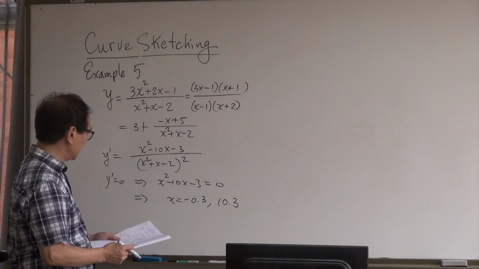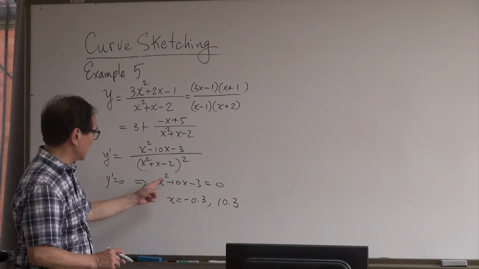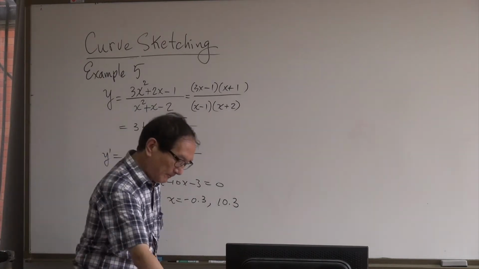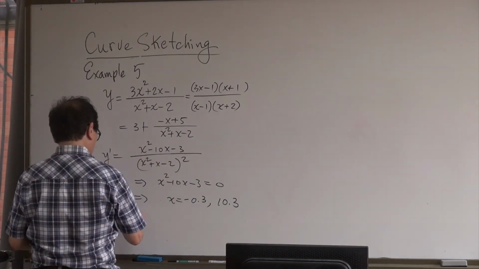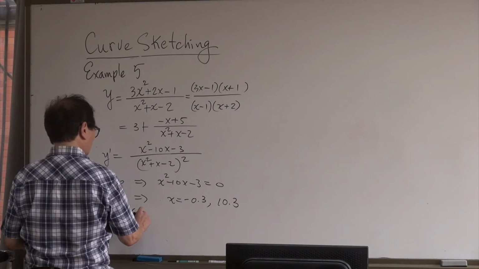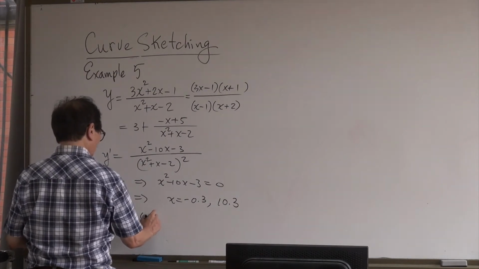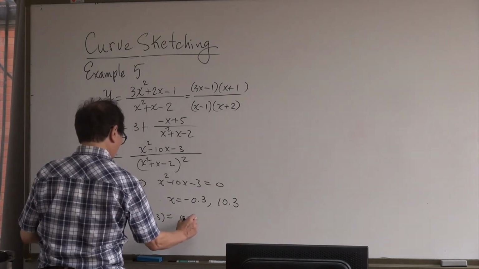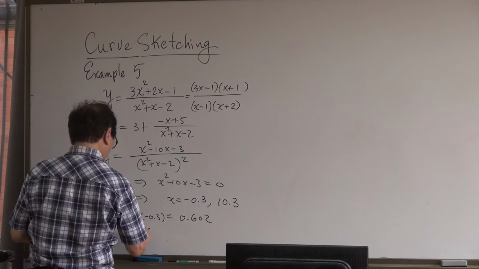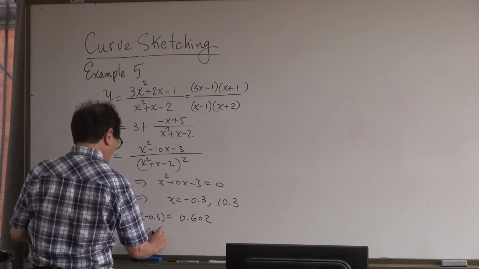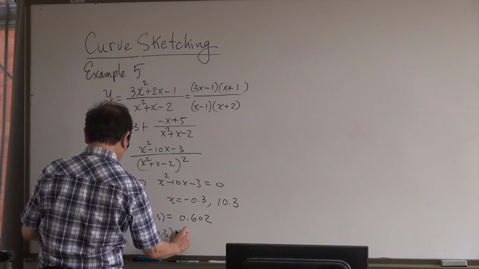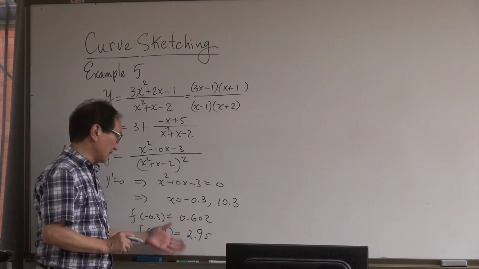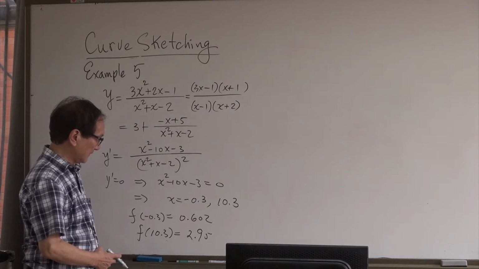All right. Now this is using the quadratic formula. And so then we can find that the function at x equals minus 0.3 is equal to 0.602, and the function at 10.3 is equal to 2.95. This is just preparation for our sketch of the curve.